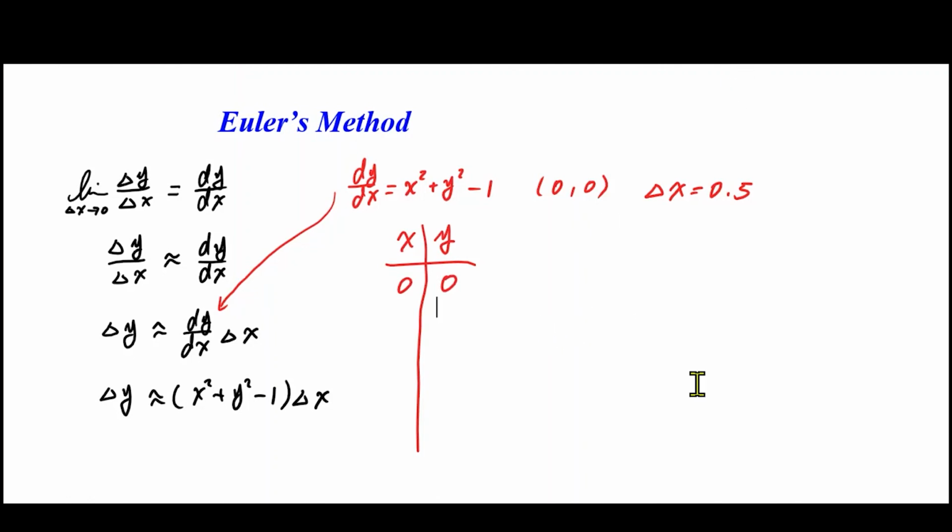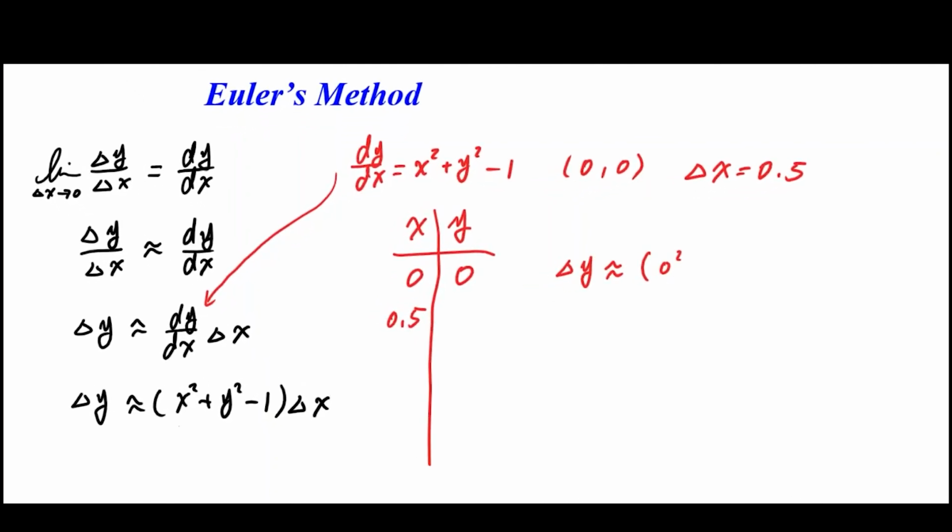Then x increases by 0.5, and that's fixed by the problem because here delta x is 0.5. We just need to compute delta y's. So delta y in this case is approximately equal to, now we are using this formula right here, but we are substituting these coordinates. So we have 0 squared plus 0 squared minus 1 times delta x, which is 0.5. And that gives you negative 0.5.